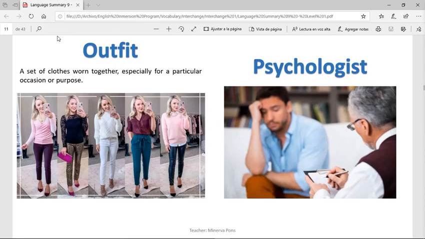Outfit. An outfit is a set of clothes worn together, especially for a particular occasion or purpose. When you have your shoes, your pants, and your sweater, whatever you have on, that's your outfit. And you can have different outfits. Like, this maybe is to go out, this maybe is for a wedding, this maybe is to be with friends casually, and all of that.